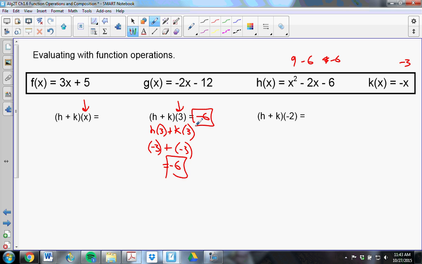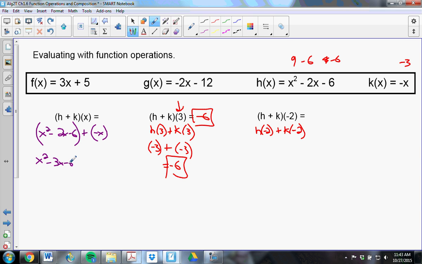Or I can do h plus k of negative 2, where I find h of negative 2 and k of negative 2 and put them together. But I want to show what's kind of a shortcut if you want to do a bunch of these problems. If you're just going to do one, this doesn't save you any time. But if you're going to do more than one, it probably does save you time. First, I could just find h plus k of x. H plus k of x would be x squared minus 2x minus 6 plus negative x. There's my two pieces. I put them together, and that becomes x squared minus 3x minus 6. This is h plus k of x.